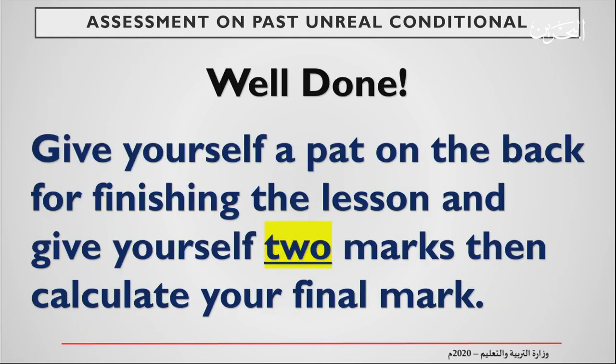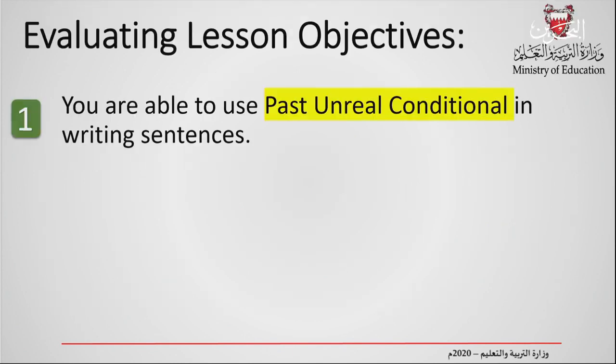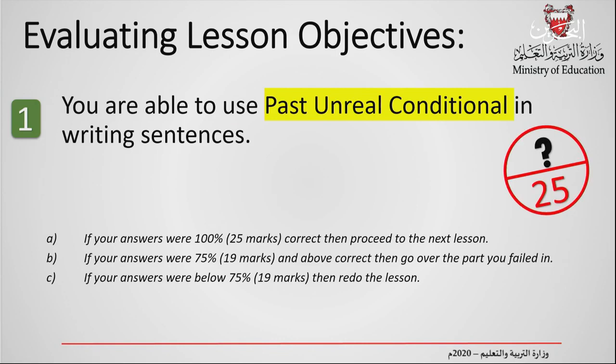Well done. Give yourself a pat on the back for finishing the lesson, plus 2 marks, and calculate your final mark. Evaluating lesson objectives. Now, you are able to use past unreal conditional writing sentences. And you have a mark of 25.